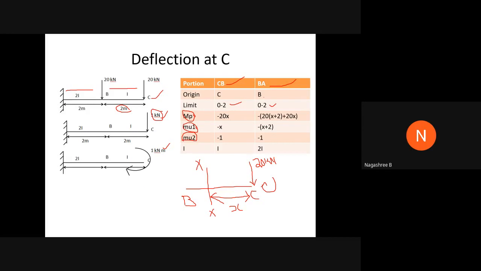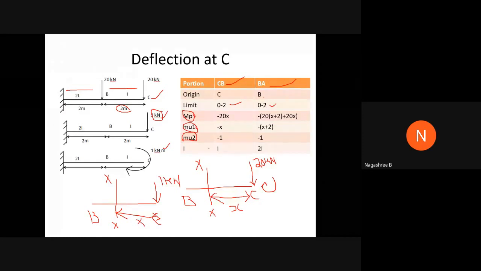Coming to the same portion, BC, I am going to compute MU1 over here. MU1 represents the moment due to the unit load, that is the second case. Again, this is the BC portion, with B and C, and I again take the section XX. This is the 1 kilonewton load, at a distance of x from point C.